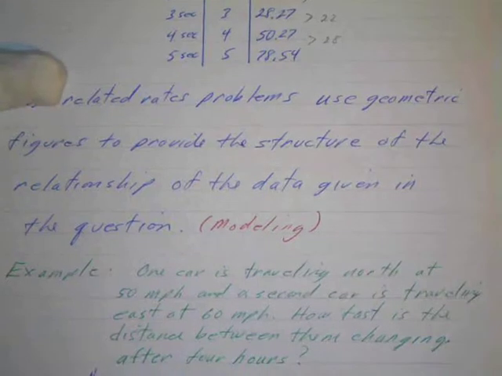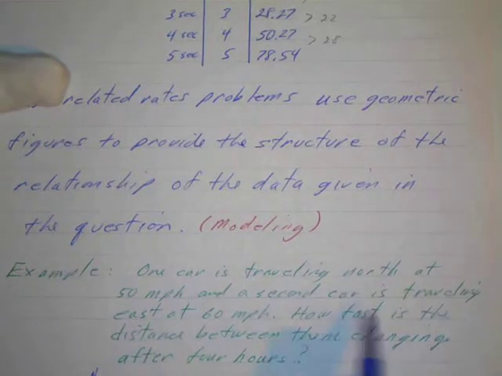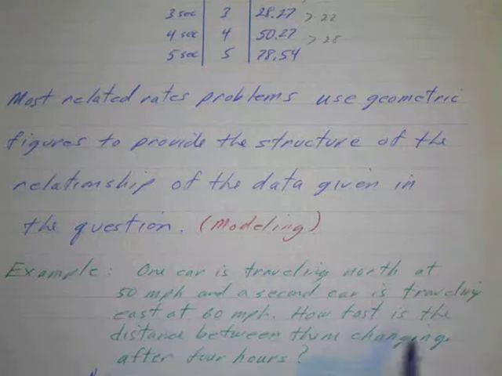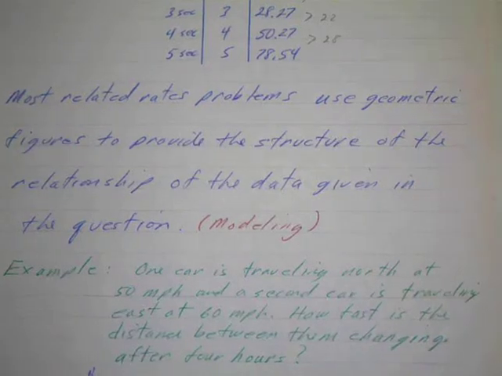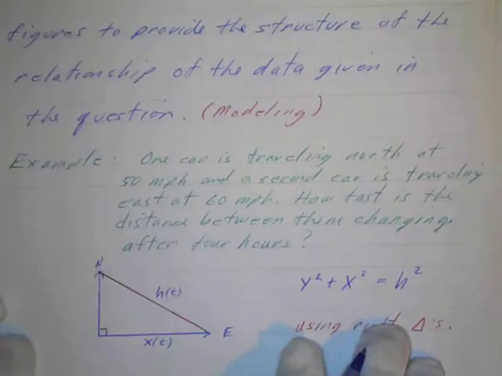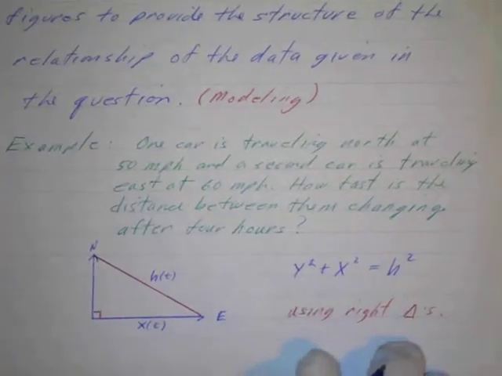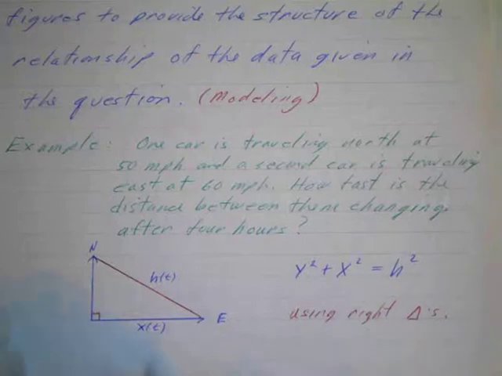Example: one car is traveling north at 50 miles per hour. A second car is traveling east at 60 miles per hour. How fast is the distance between them changing after 4 hours? So if we just draw a sketch, again we're going to use a geometric figure to relate our data.